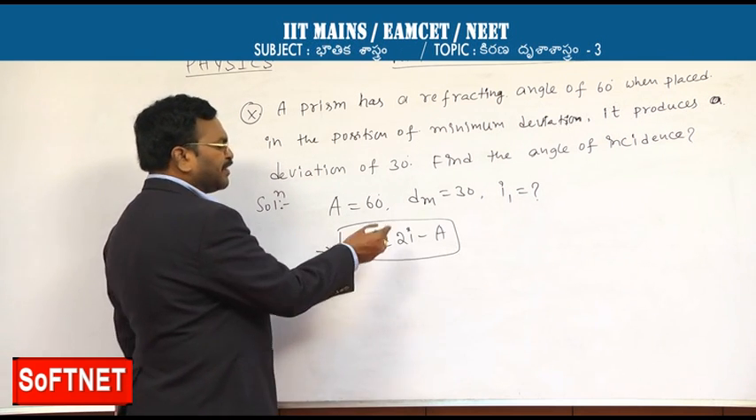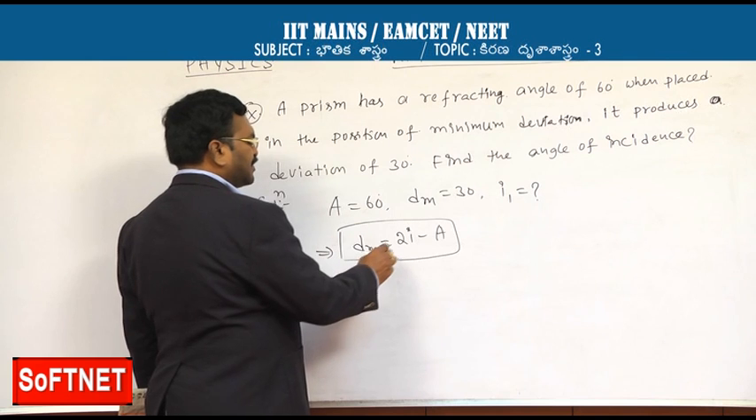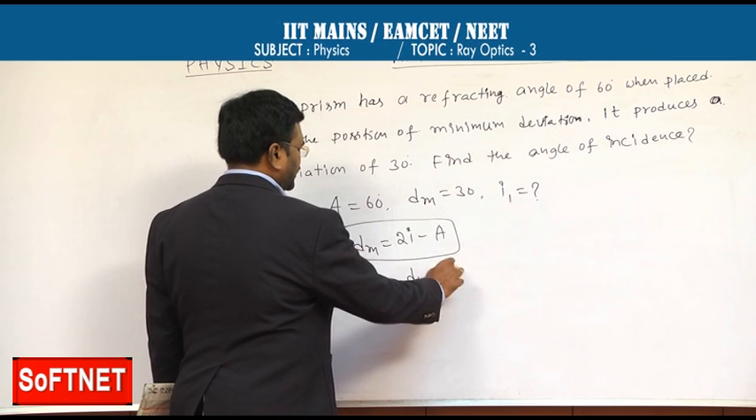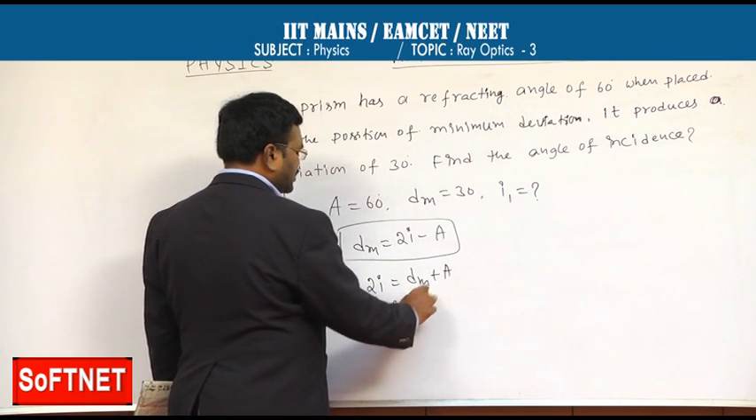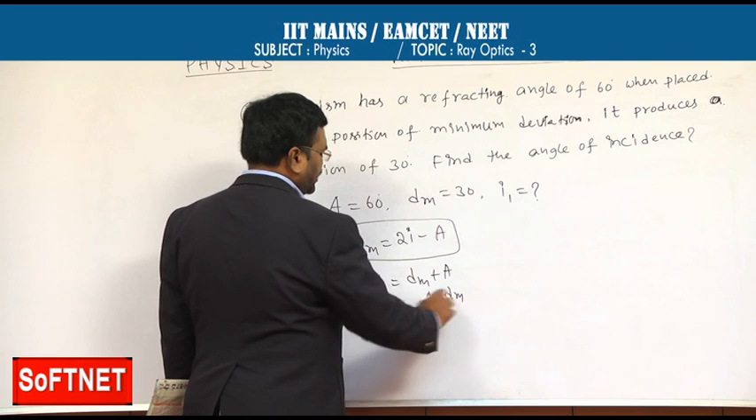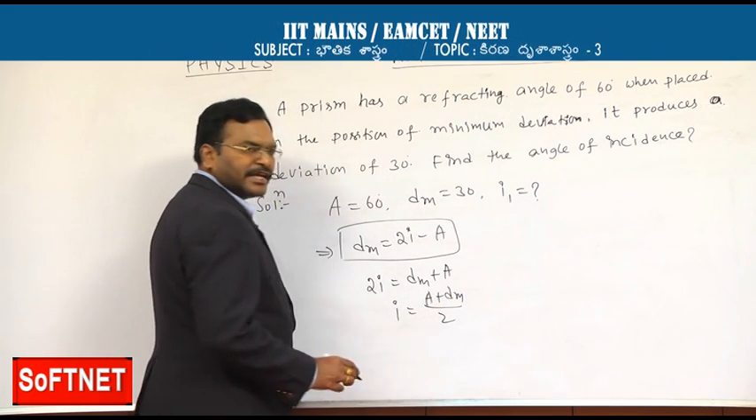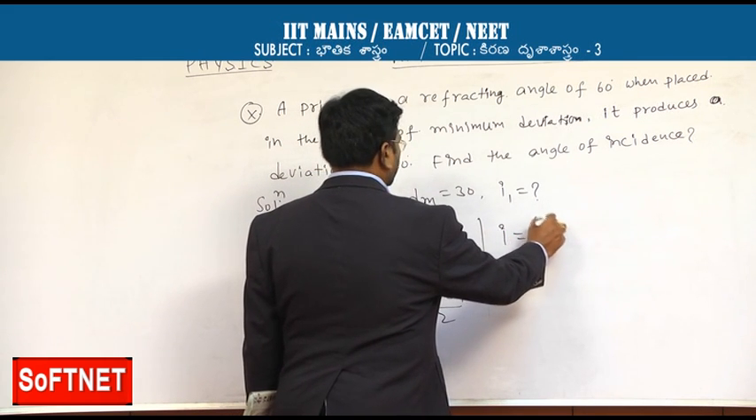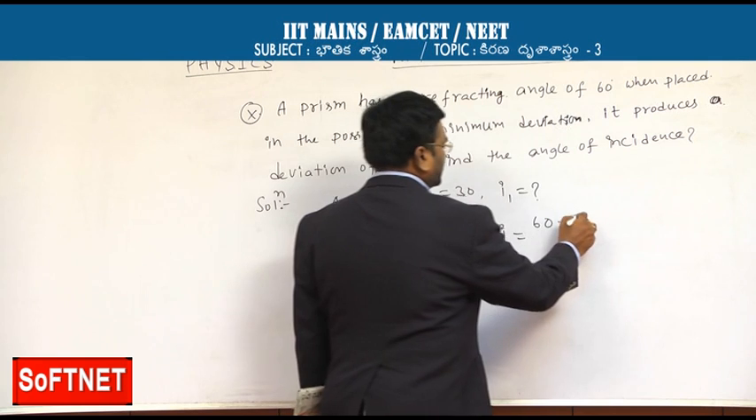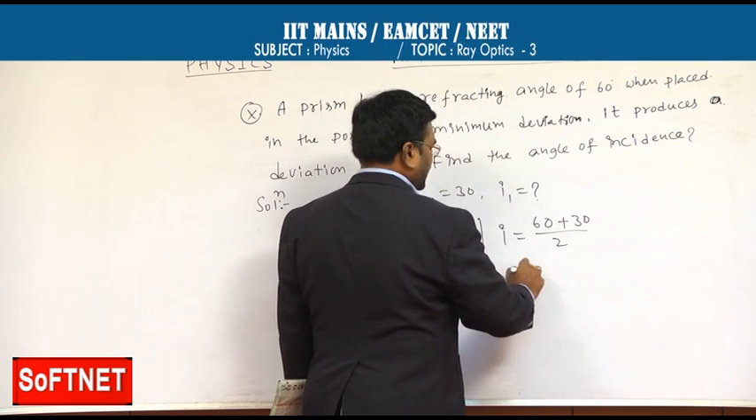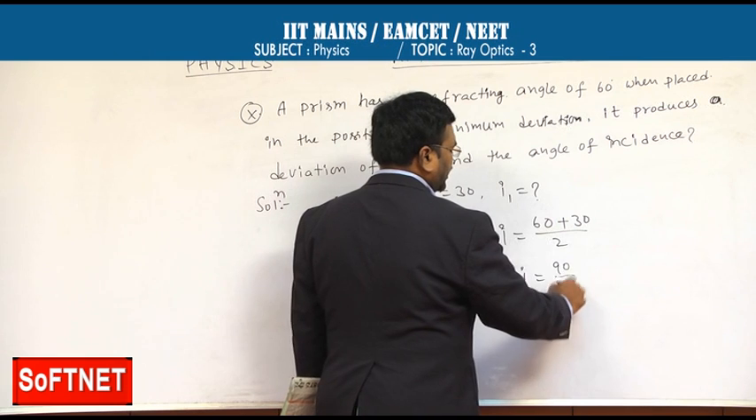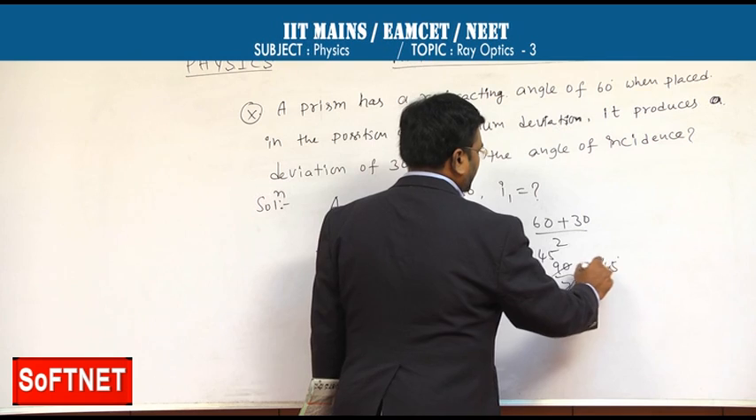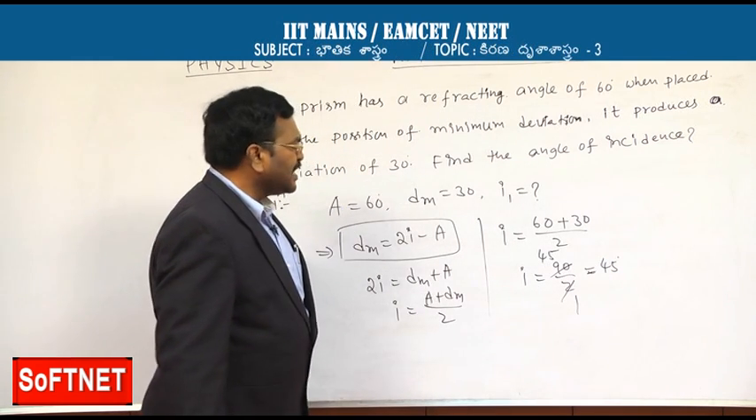So, what is the formula for minimum deviation? 2i minus A. Now, from this, 2i is equal to how much? dm plus A. So, from this, I is equal to how much? A plus dm by 2. From this, I is equal to A, how much? Angle of the prism 60 degrees. Minimum deviation how much? 30. 60 plus 30, here I is equal to 90 by 2. 90 by 2, 2 ones are 2, 2 fours are 8, 45. Here what is the answer now? 45 degrees. Angle of incidence.